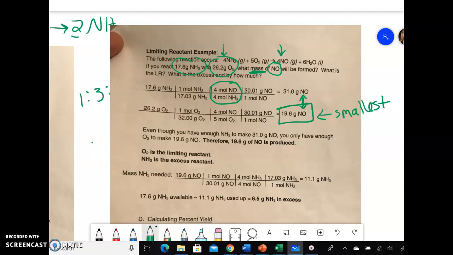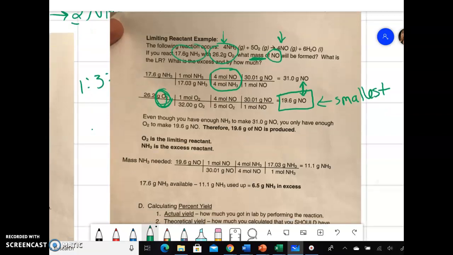And so we have our smallest amount. We now know the limiting reactant. What you're going to do is take the smallest amount and go all the way back to the beginning of that, and that is your limiting reactant. And again, it's the name of a chemical. It's not an amount. It's the name of whatever you ran out of first. The other one is your excess reactant because you did not use all of that up. Excess means you have leftovers.